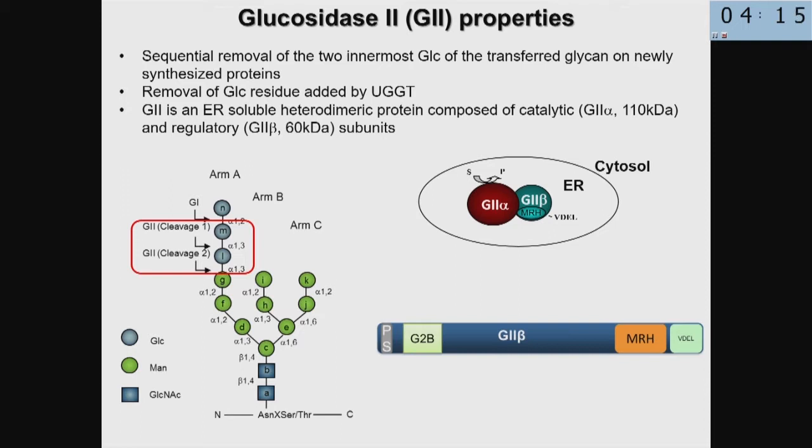This domain is homologous to the domain that recognizes the mannose 6-phosphate epitopes in lysosomal enzymes. It's present in the receptor that recognizes this epitope in lysosomal enzymes and drives the proteins from the Golgi to lysosomes. So we wanted to know if the presence of this MRH domain influenced the activity of glucosidase 2, and the answer is yes.